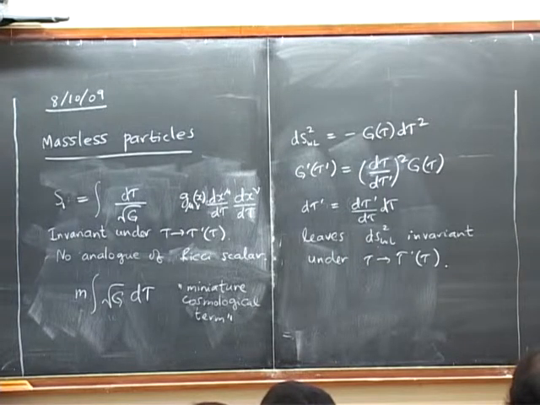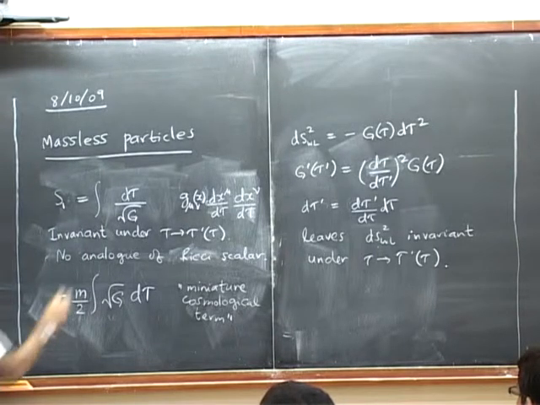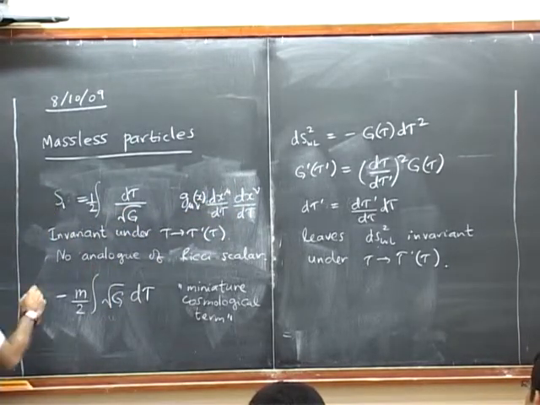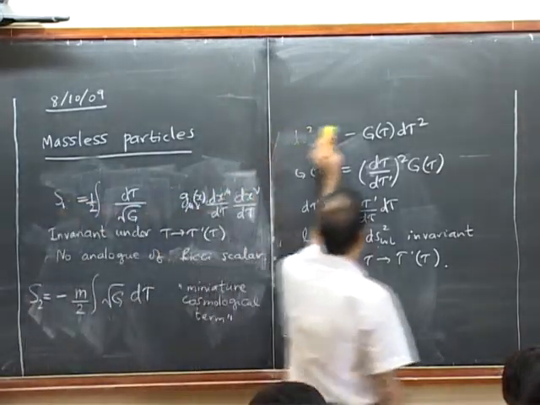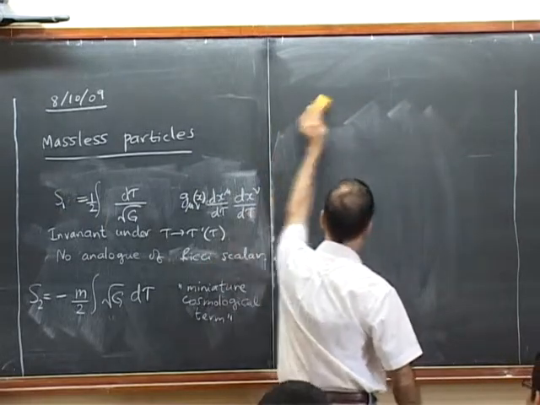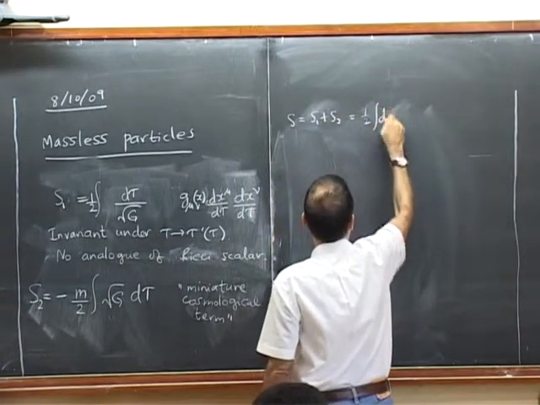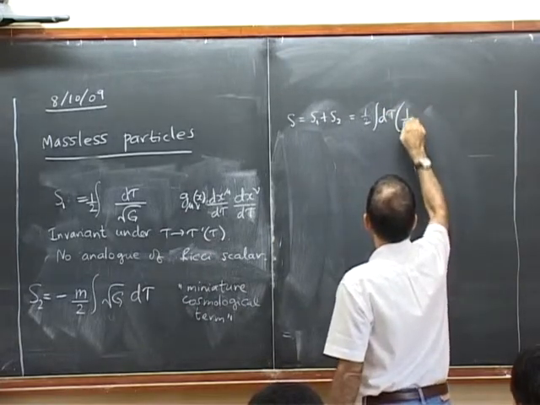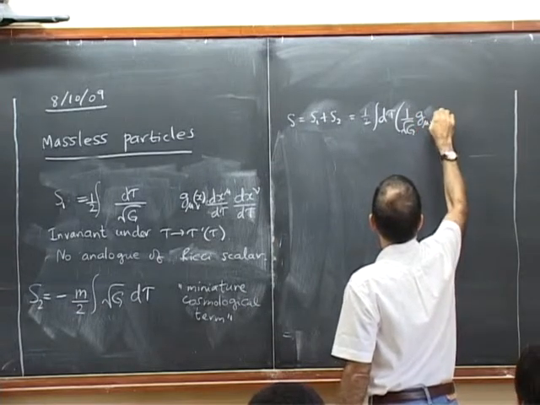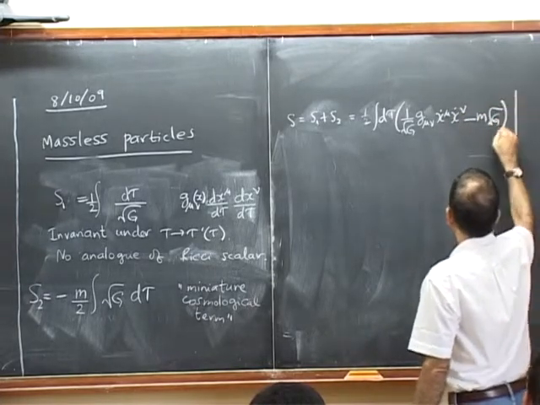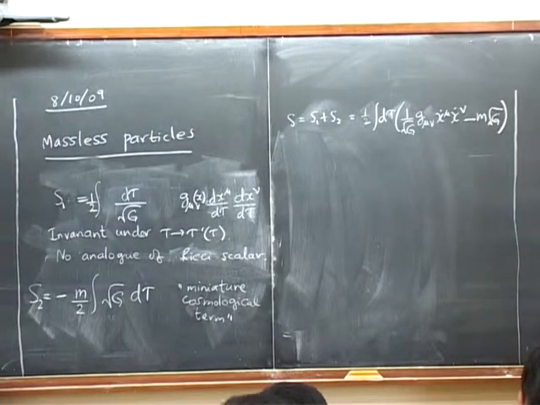Actually, I didn't bother much with factors, but we're going to call it minus m by 2. You can call it whatever you like. And we are also going to put a half up in front. This is natural because an action which is quadratic in some real variable usually has a half. So I'm going to call this action S2. And therefore, I'm going to now work with the action S equals S1 plus S2 equals a half integral d tau, 1 by root g, g mu nu x dot mu x dot nu, minus m.